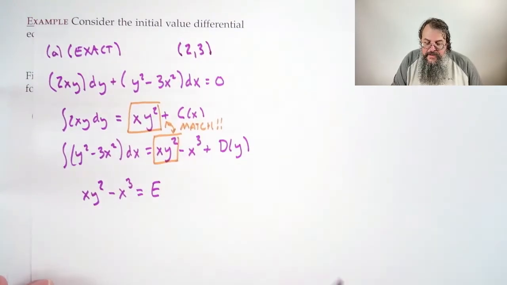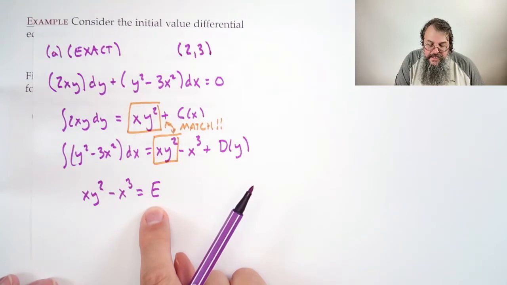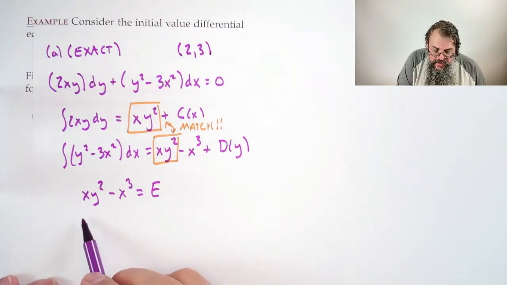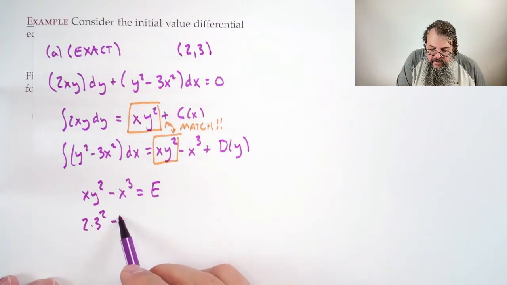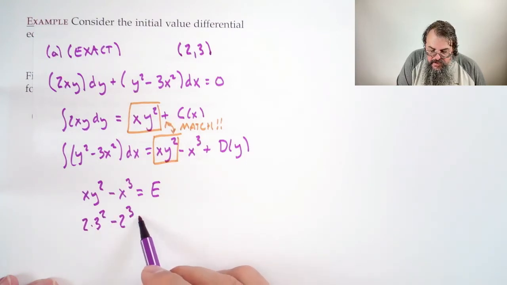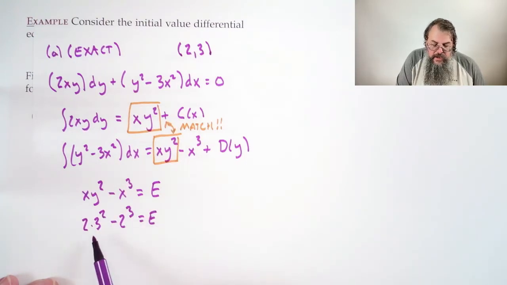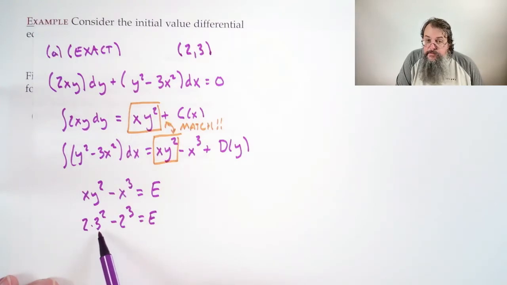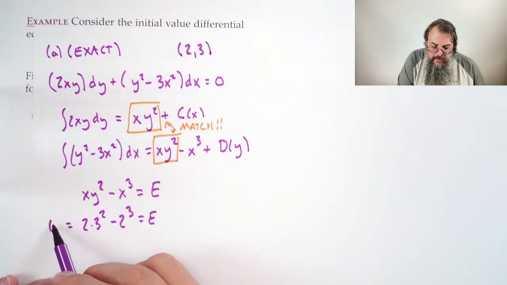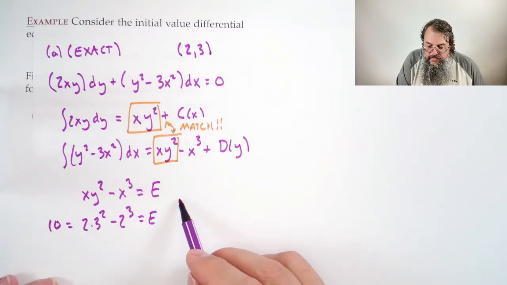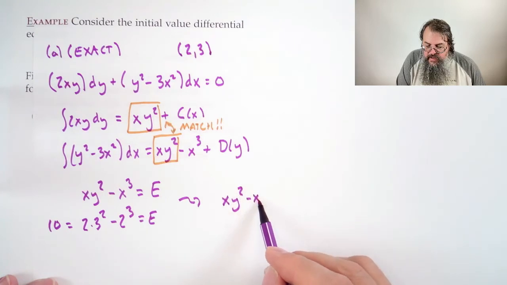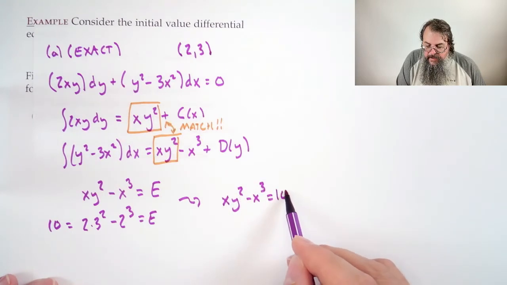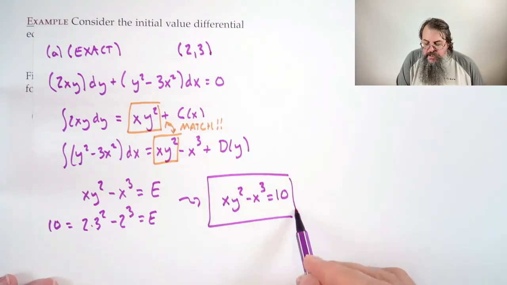So to finish, we have to solve for e. So we would say, okay, 2 times 3 squared minus 2 cubed equals e. Well, let's see, that's 18. Subtract 8, which would be 10. And therefore, our final answer is xy squared minus x cubed equals 10. And that would be a great answer.